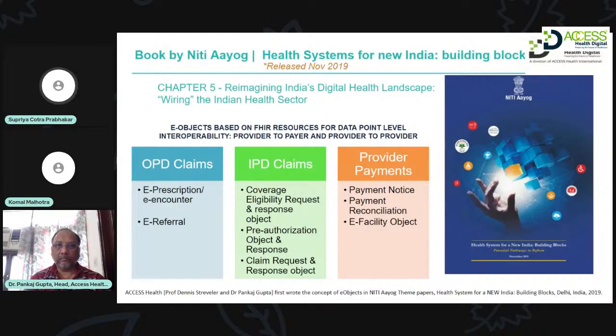And in case of OPD claims, which is being done by very few insurance providers at the moment, that is for the outpatient claims, e-prescription and e-encounter notes, and e-referral. And for provider payments, the e-objects required to process payments between the provider and payer are a payment notice object, payment reconciliation object. So most of these e-objects are currently being implemented, but in a few years we would see multiple implementations of these, demonstrating a good fair amount of interoperability. So moving on to the next slide.